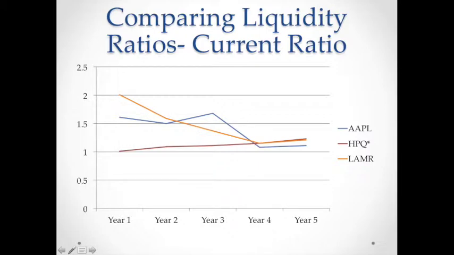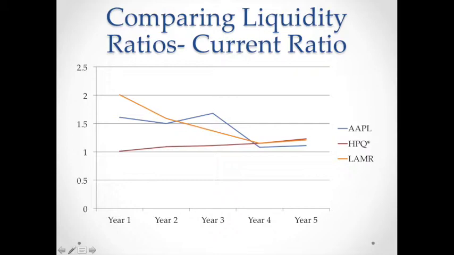The first one that we'll evaluate is the current ratio of each company. The current ratio measures your company's ability to generate cash to meet short-term financial commitments. It's also known as the working capital ratio, and it's calculated by dividing your current assets, such as cash and inventory and receivables, by your current liabilities.